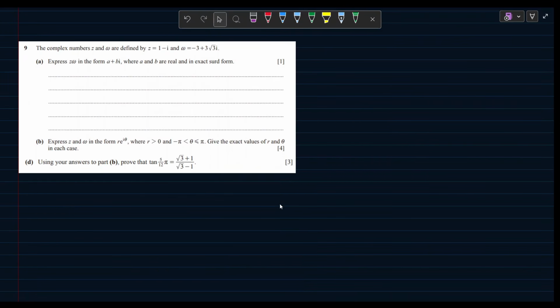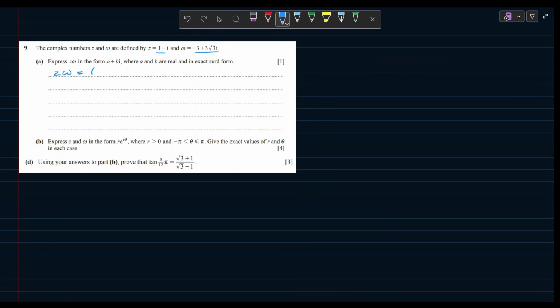We're given that the complex numbers z and omega are defined by z is equal to 1 minus i and omega is negative 3 plus 3 root 3 i. Part A says express z omega in the form a plus bi, where a and b are real and in exact surd form. So z omega just means we are multiplying our two complex numbers together.